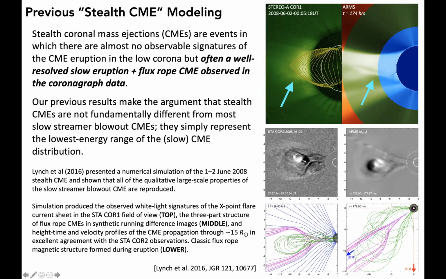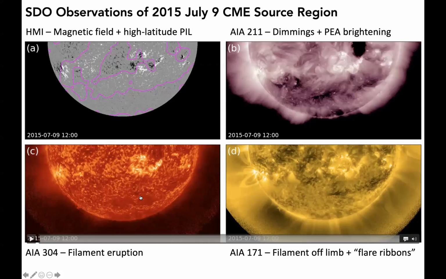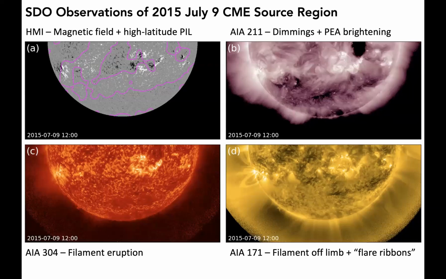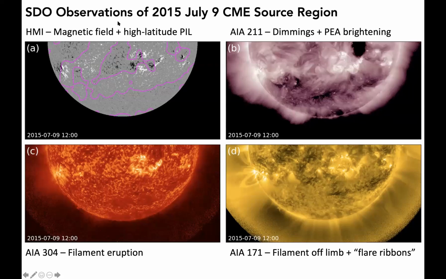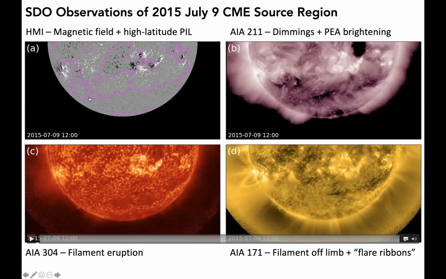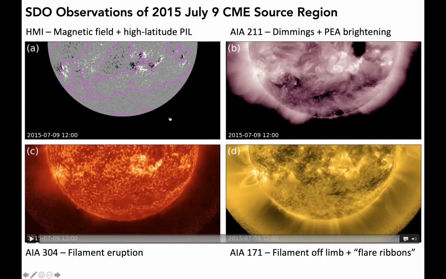And what we're doing now is we're going to be modeling this event. And so this is kind of the next version of that same simulation. So what I've got here is this event was July 9th and 10th, 2015. These are all SDO observations. So in the upper left is HMI, and you've got 3 different wavelengths of AIA.